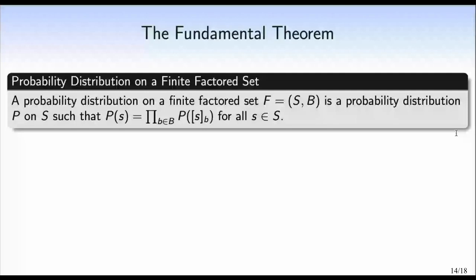Okay, so F equals S B is a finite factored set. And a probability distribution on F is just going to be a probability distribution on S such that the marginals you get by looking at each factor will all be independent from each other. So what it means to be a distribution on F is that the probability of any given element is the product of the probabilities of each of the individual parts that it's in for each factor. It's saying your probability distribution factors the same way that the set factors.